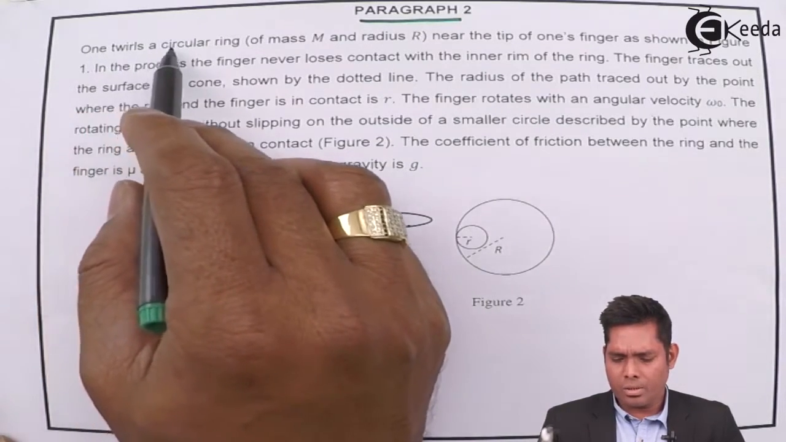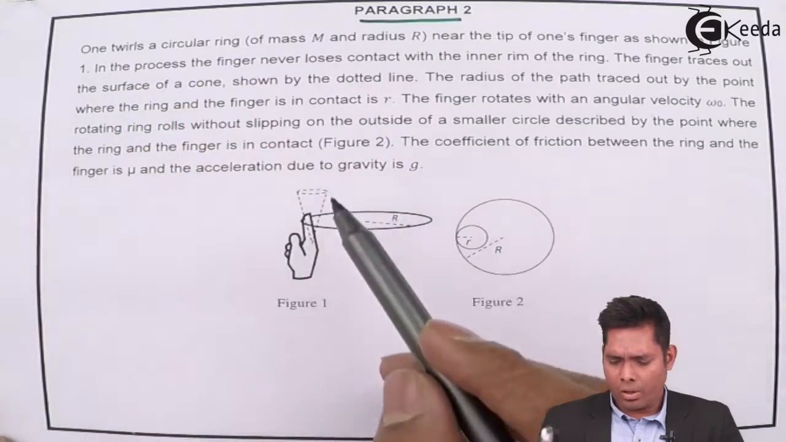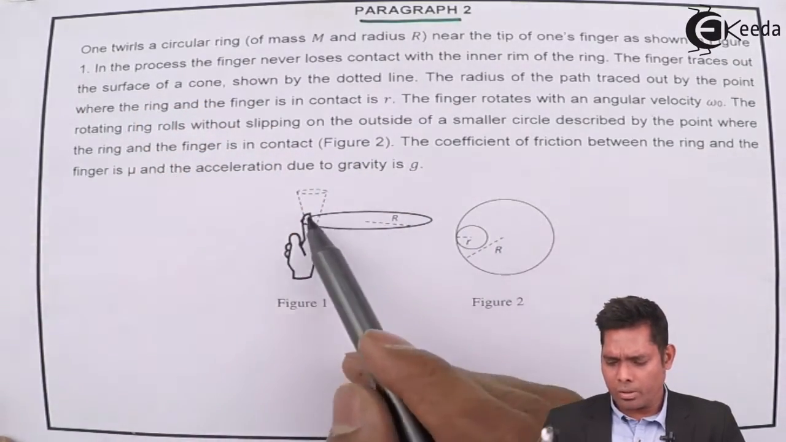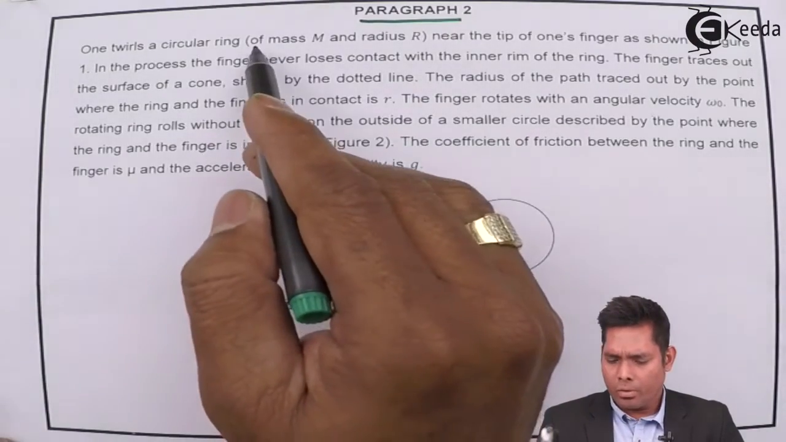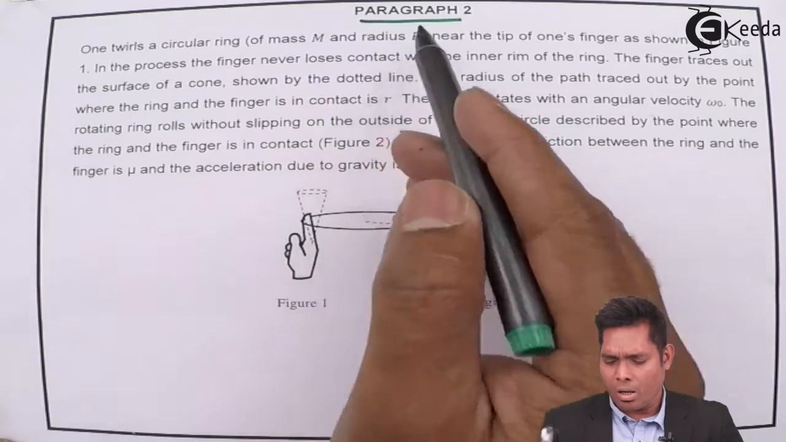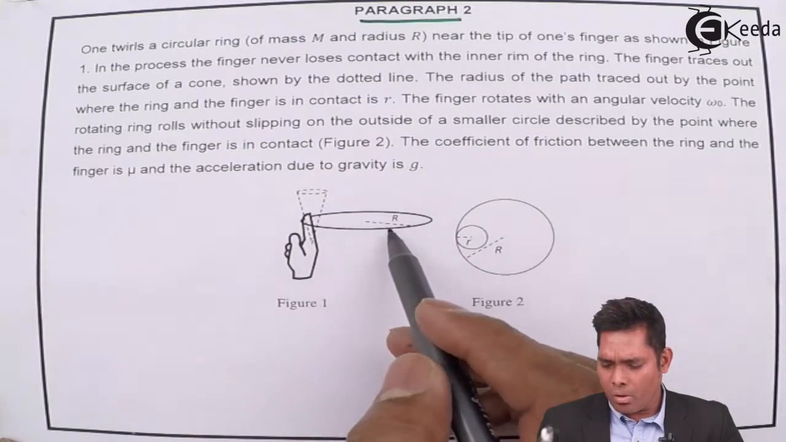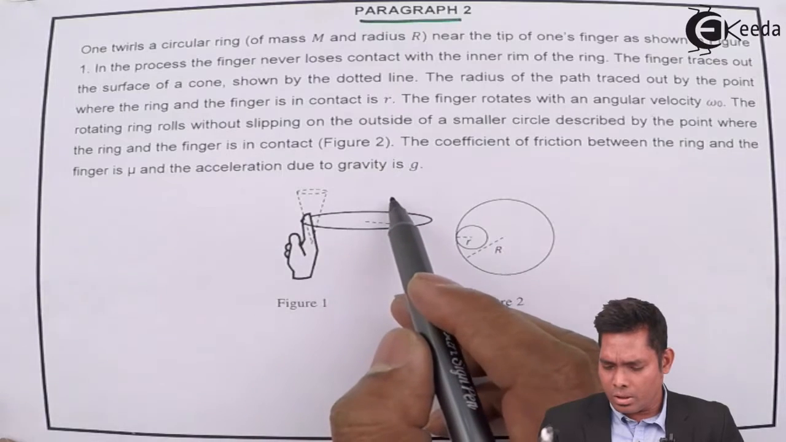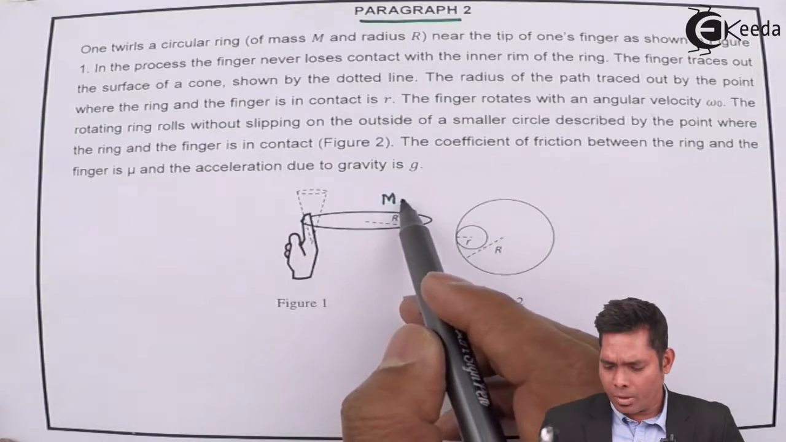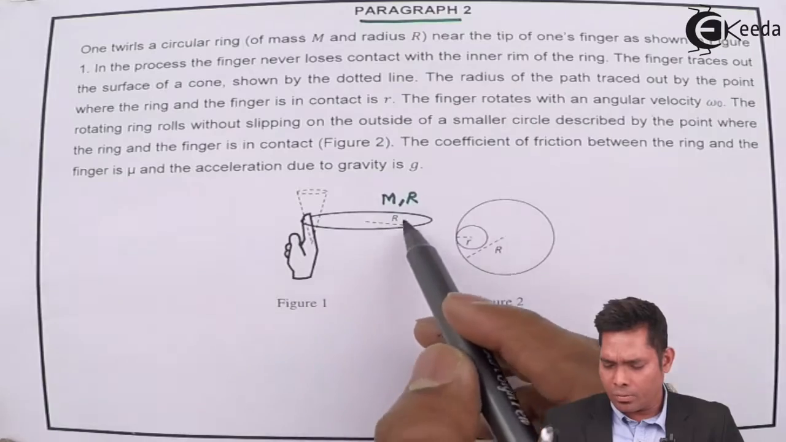A thin circular ring. You can see that this is a circular ring, and it rotates like that. A ring of mass m and radius r. This is a ring of mass m and having radius r.